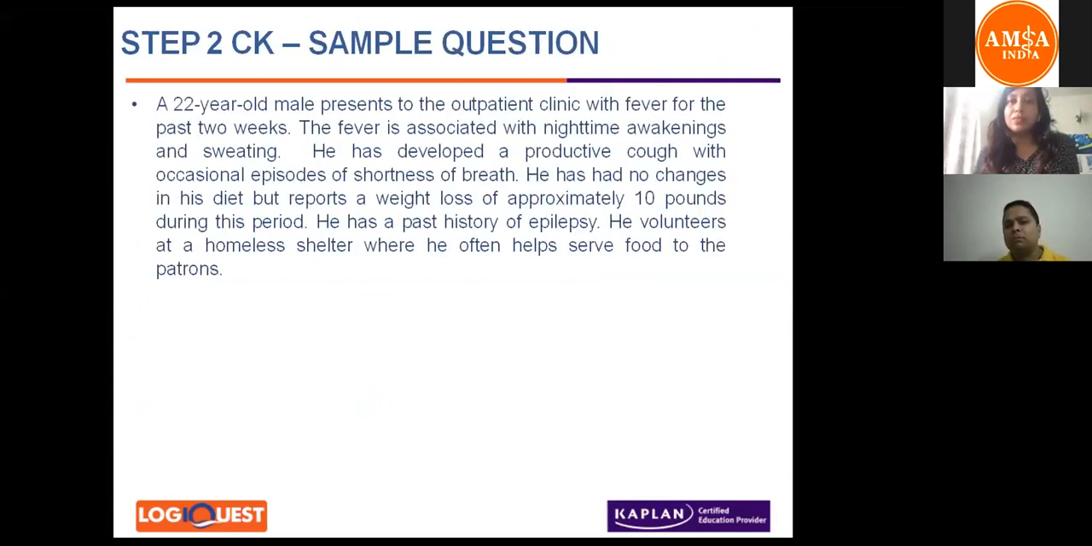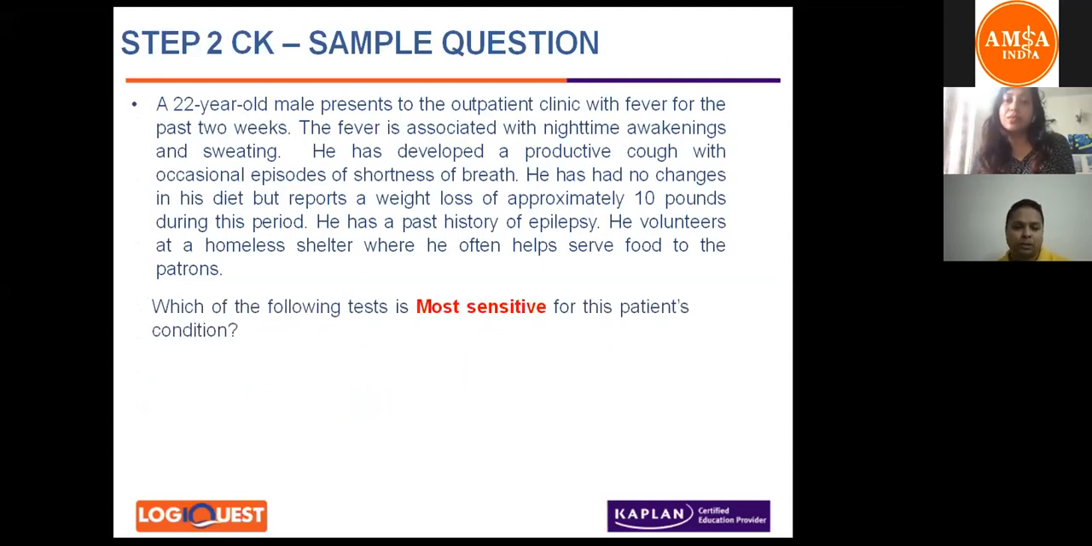So the same tuberculosis patient that we saw in Step 1 now presents to the doctor for the Step 2 CK this time, and the question changes: which of the following tests is the most sensitive for this patient's condition? All of you on Zoom and on YouTube, the question is, which of the following tests is the most sensitive? Please send in your answers on chat. Okay, so again, we don't get options for this? I'm not that mean.